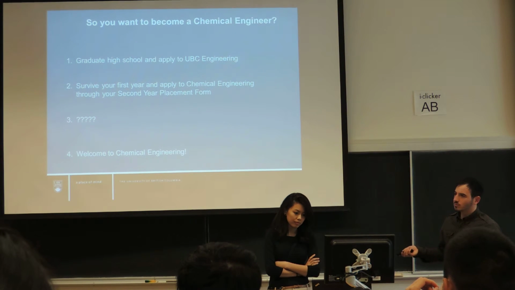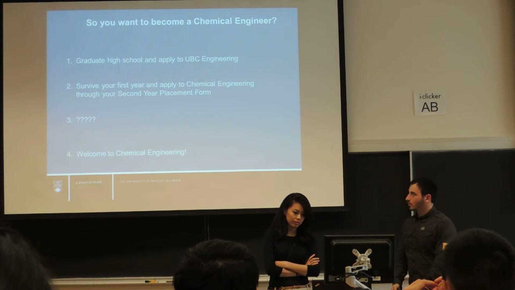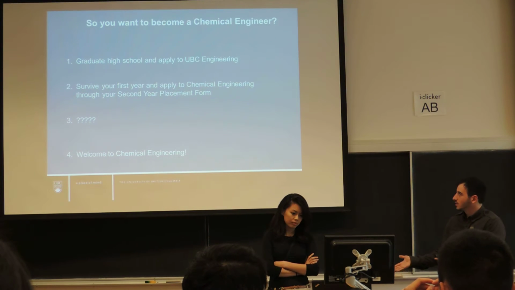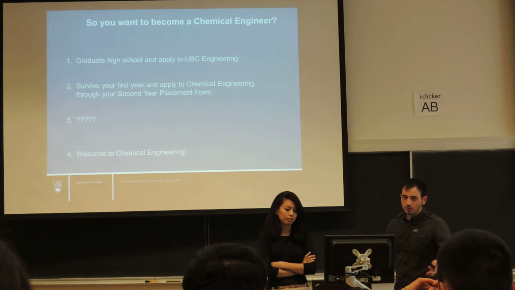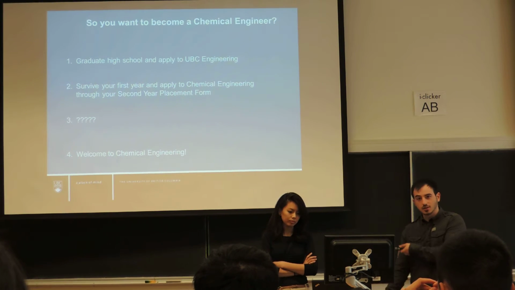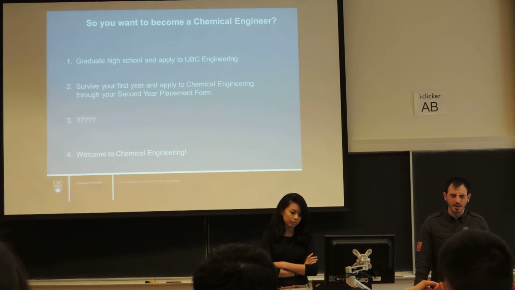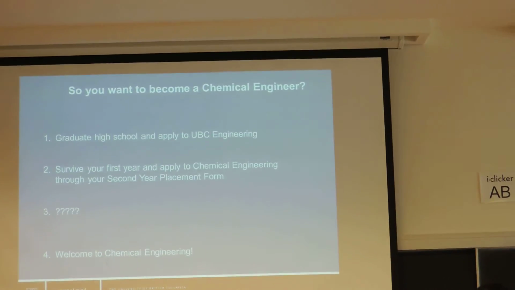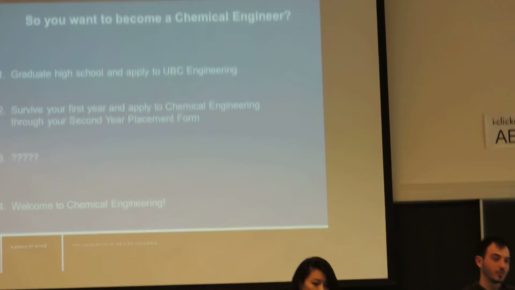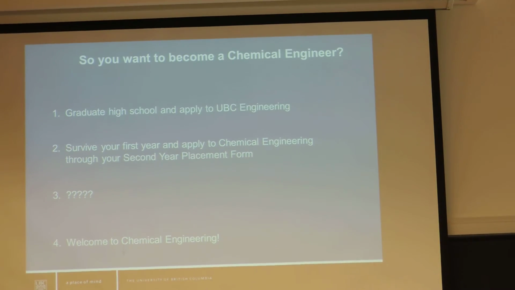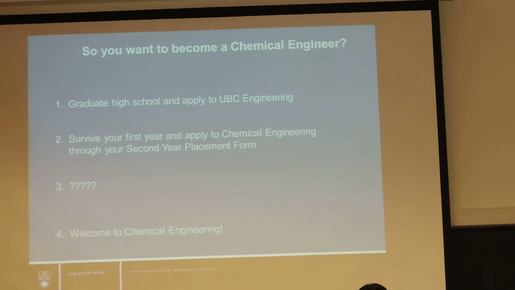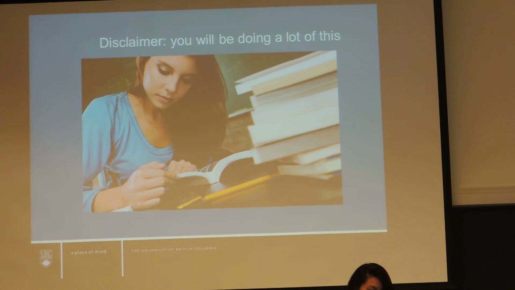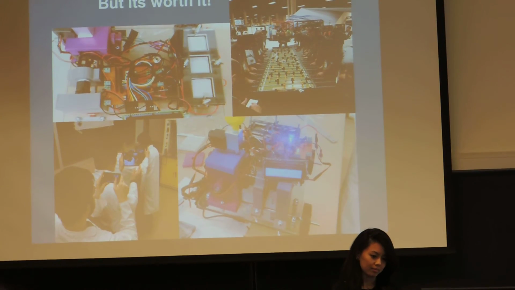Okay, and finally, if you are interested in becoming a chemical engineer, here are the steps to go into it, specifically at UBC. The first thing, of course, is to graduate and apply to UBC engineering. Generally, you may want around an 85 plus average to do that. You survive your first year, and then you choose chemical engineering in your second year. Then you wait a bit, and if you get accepted, you're in the program. Also, you'll have to do a lot of this as well, but it's worth it.